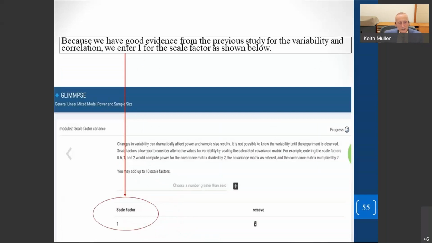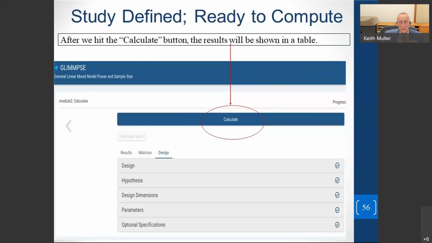In addition, because you may not be certain that the population you're studying is as variable or not as the one from which you got the standard deviation, we can put in scale factors that say, what if the variance is bigger than what we saw? What if it's smaller? That's it. We've typed in everything we need to do a power analysis for a longitudinal randomized clinical trial.